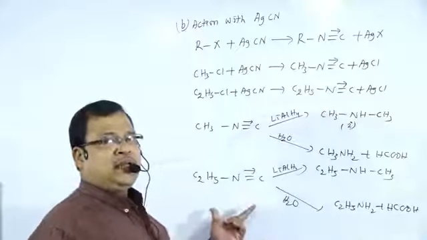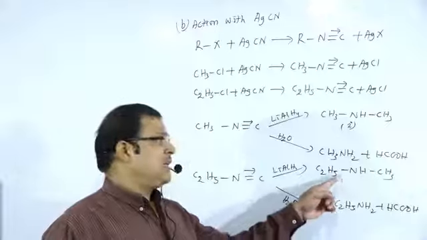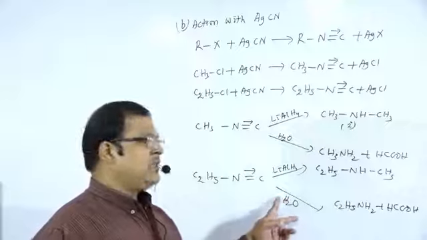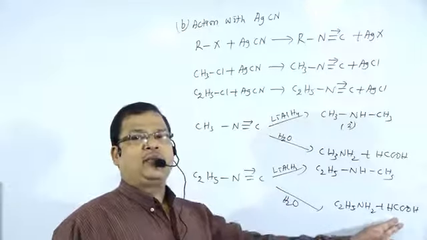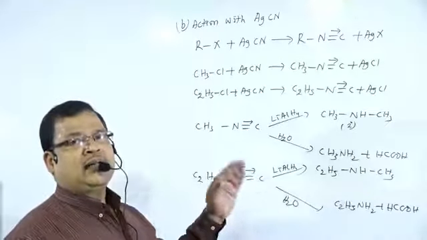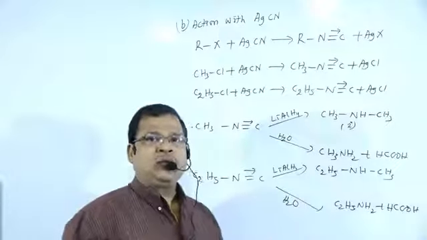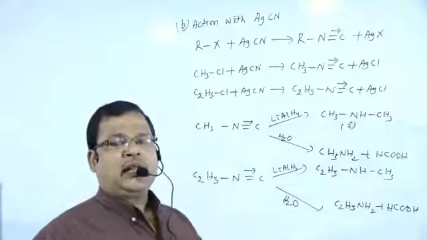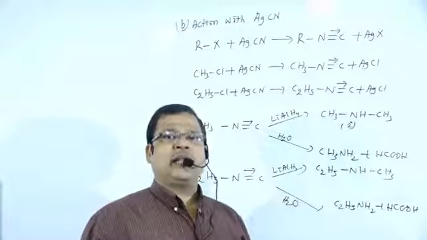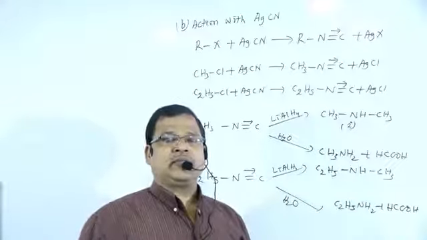But in this case, alkyl isocyanide undergoes reduction to form secondary amine and undergoes complete hydrolysis to form primary amine and formic acid. This is the difference between alkyl cyanide and alkyl isocyanide. Alkyl cyanide is obtained by the action of alkyl halide with potassium cyanide, but alkyl isocyanide is obtained by the action of alkyl halide with silver cyanide. That appears to be just the same, but these are different reactions.